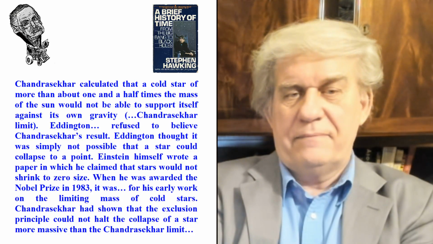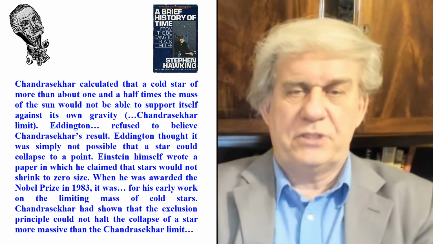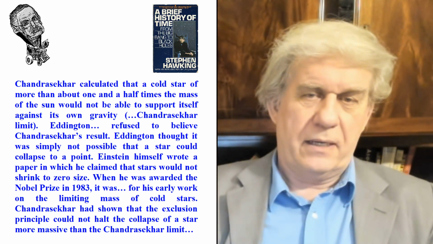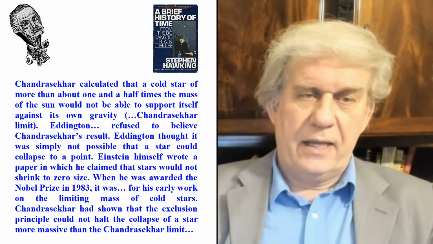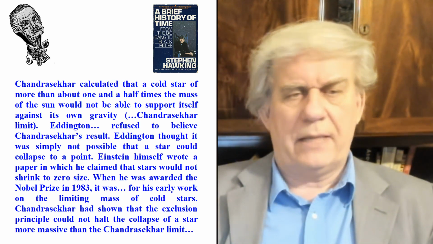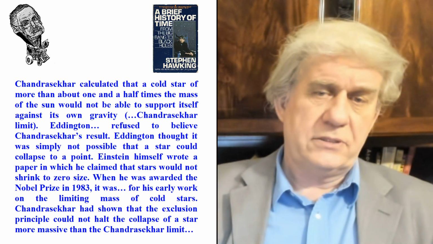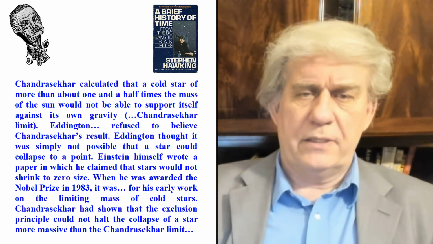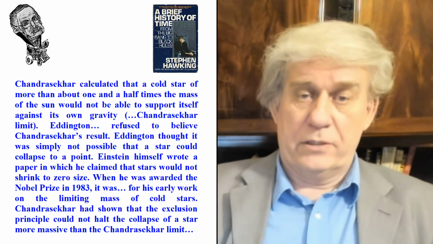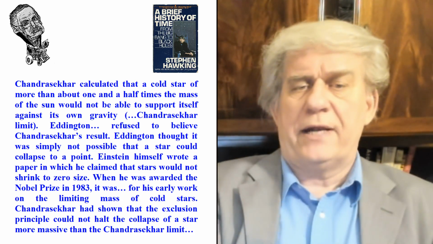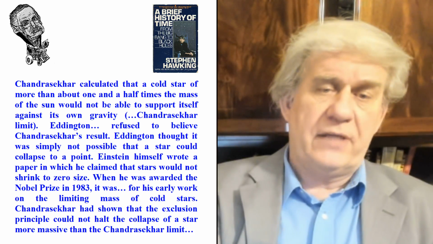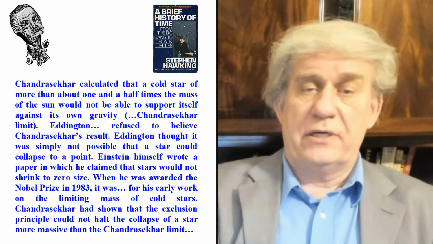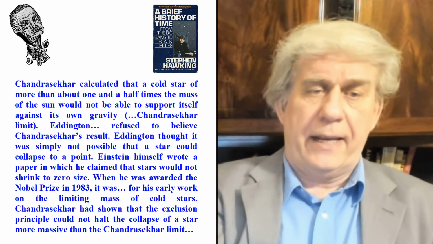Here you have Mr. Stephen Hawking. He puts in his book, A Brief History of Time, which was a bestseller, a big seller, and he says this in, I think, chapter 6. Chandrasekhar, an Indian fellow who came to study and work in England in the early part of the 20th century, and won the Nobel Prize eventually, calculated that a cold star of more than about 1.5 times the mass of the sun would not be able to support itself against its own gravity. The Chandrasekhar limit, that's what it's known as today.